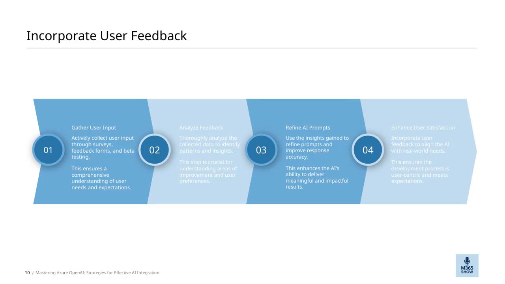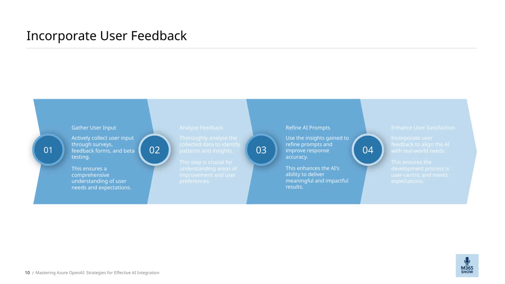Let's talk about incorporating user feedback into our AI development process. First, it's essential to actively gather input from users through surveys, feedback forms, and beta testing. This approach helps us gain a thorough understanding of what users need and expect from the AI. Once we have this data, the next step is to analyze it carefully. By identifying patterns and insights, we can see where improvements are needed and what users truly value. This analysis is key to making informed decisions moving forward.